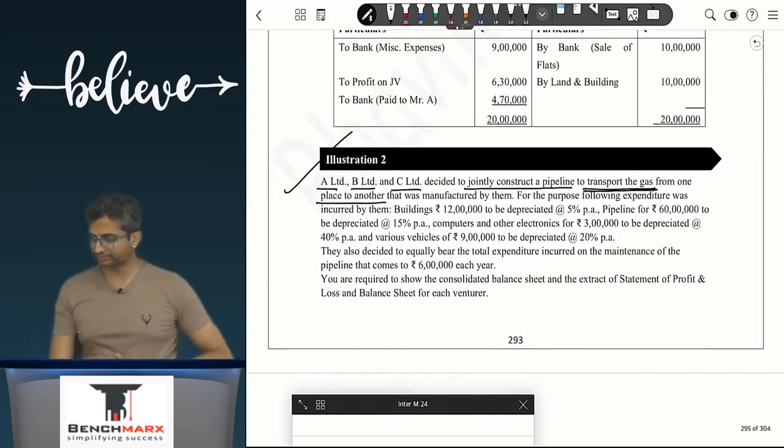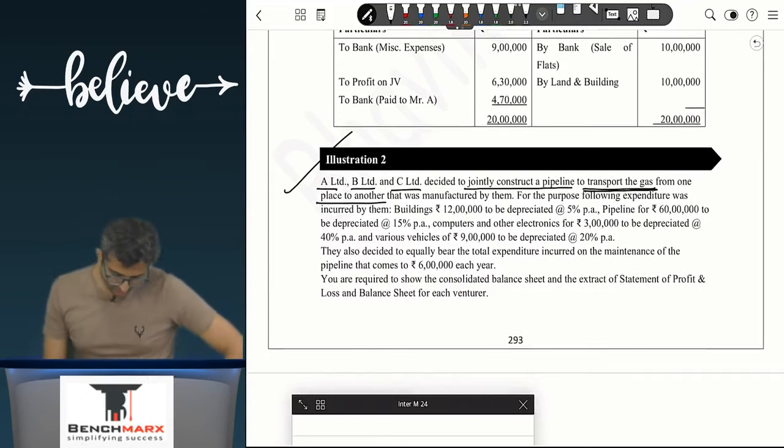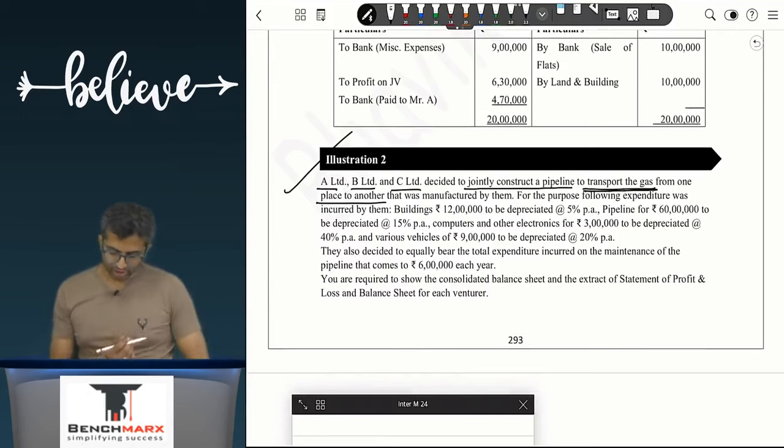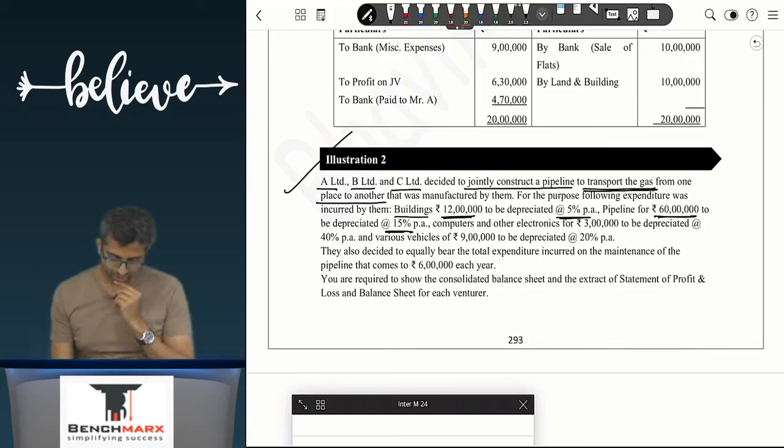Illustration number 2. Now, A, B and C decided to jointly construct a pipeline to transport gas from one place to another that was manufactured by them. For the purpose, the following expenditure was incurred by them. Building at 12 lakhs to be depreciated at 5%. Pipeline 60 lakhs to be depreciated at 15%. Computers at 3 lakhs to be depreciated at 40%. And various vehicles of 9 lakhs to be depreciated at 20%.